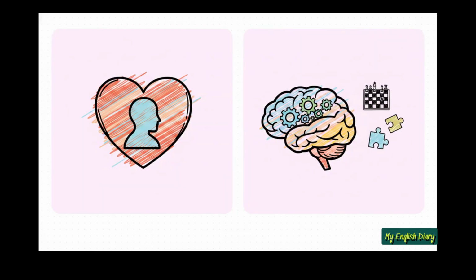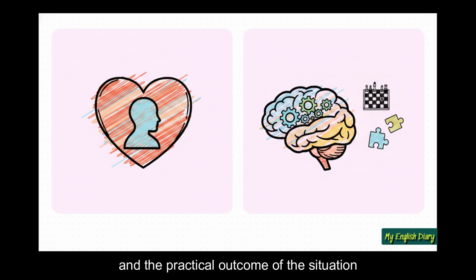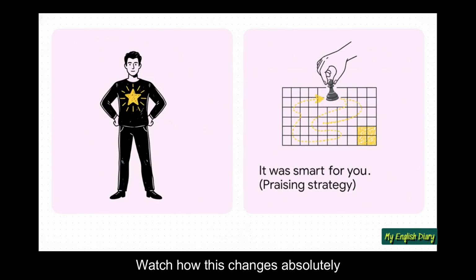Here's the hack. Of is totally your F personality. It focuses intensely on the person, their character, and their feelings. For, on the other hand, is your T personality. It evaluates the cold logic, the strategy, and the practical outcome of the situation itself. Watch how this changes absolutely everything.